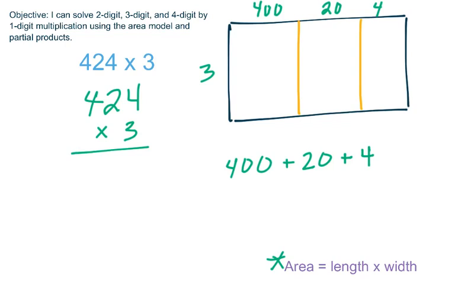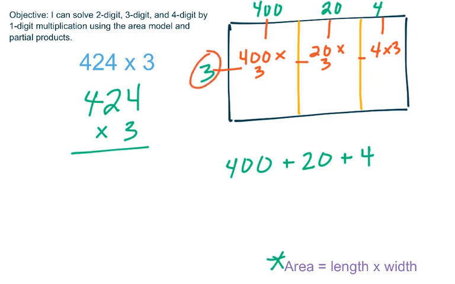This first box is going to be 400 times 3. My second box is going to be 20 times 3. And my third box is going to be 4 times 3. Now you don't have to necessarily write those equations in there, but if you think that will help you make sure you're multiplying the right numbers together, I highly recommend it. What you do need to make sure you have are those numbers written on the outside of your rectangle though. Those are a must.